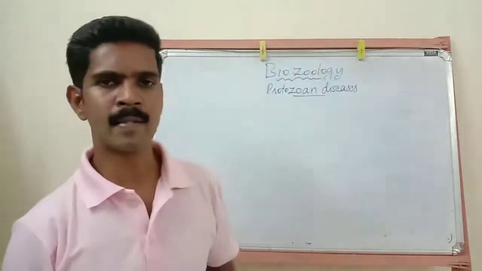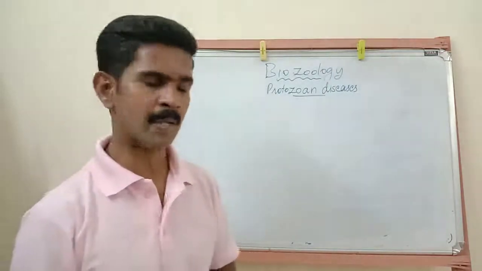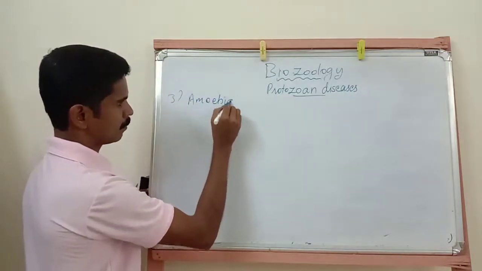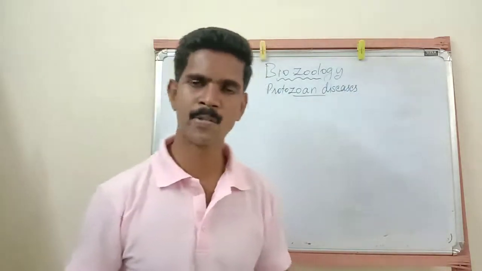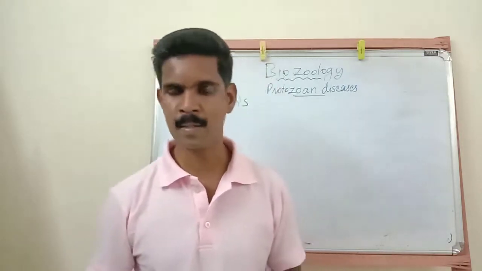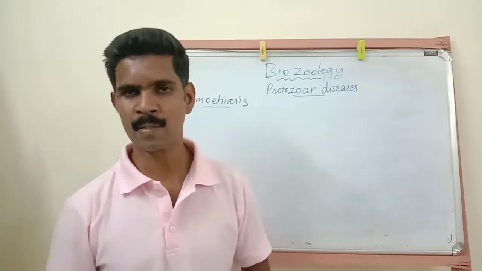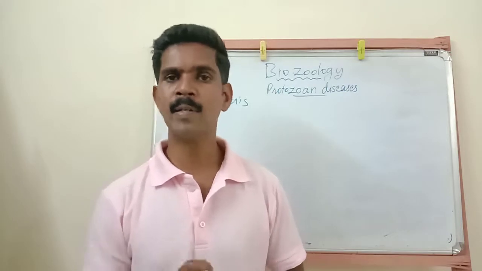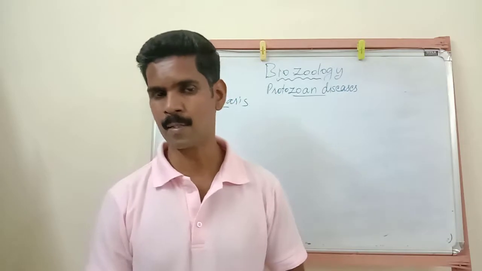Then the third disease is amoebiasis. This amoebiasis is also known as amoebic dysentery. Amoebiasis is otherwise called amoebic dysentery. This disease is caused by one protozoan species. The name of that species is Entamoeba histolytica. So Entamoeba histolytica is the causative organism of amoebic dysentery, or amoebiasis.